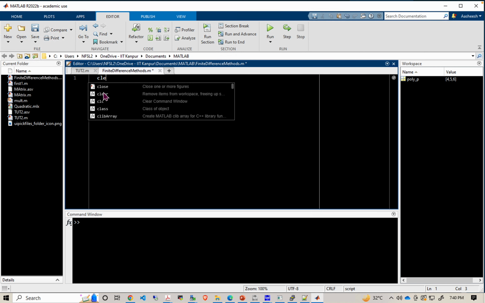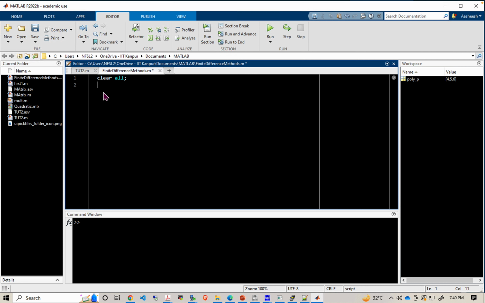The first thing we will do is clear all, close all. In most scripts everyone should do this, and clc. So clear all will clear all the defined names and everything. Close all will close all the other open figures, and then clc will clean the screen.